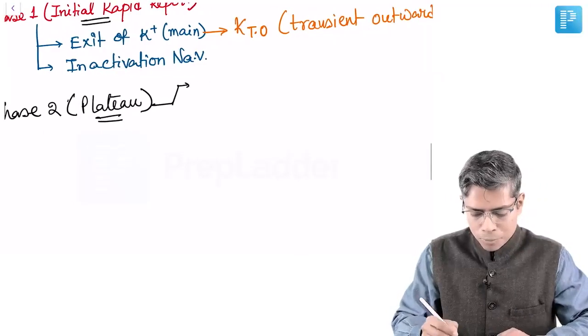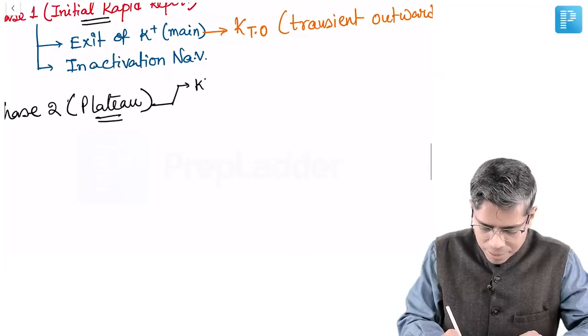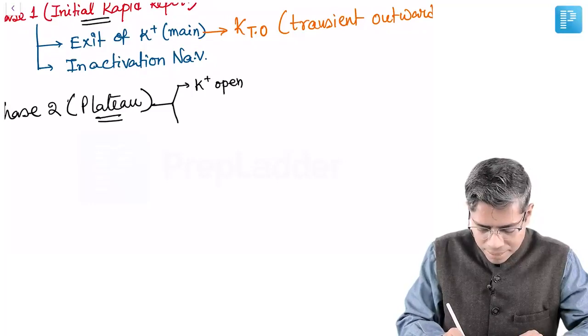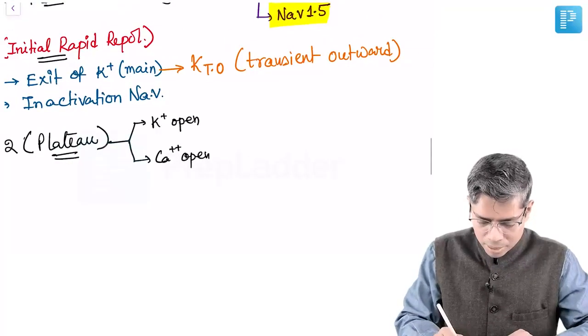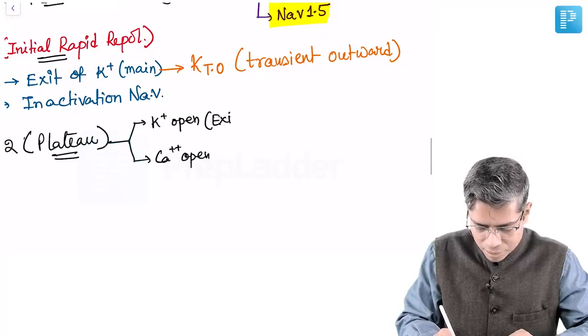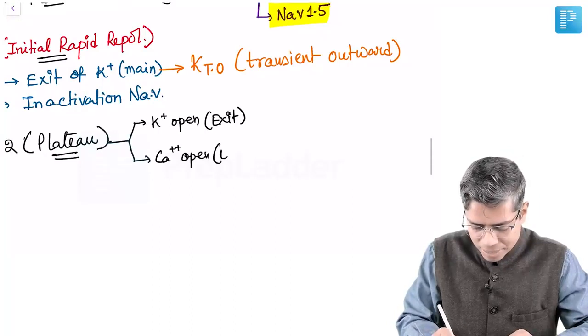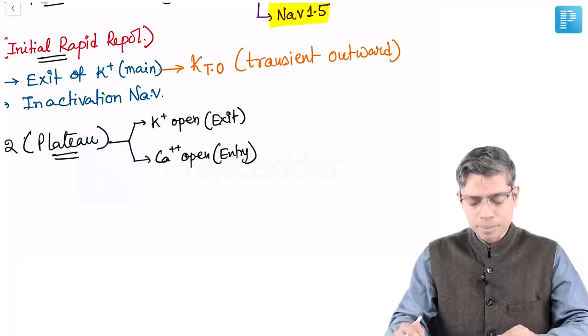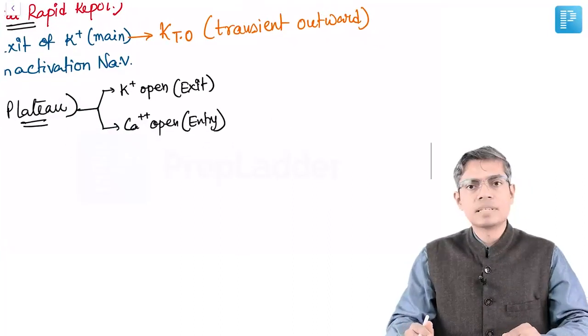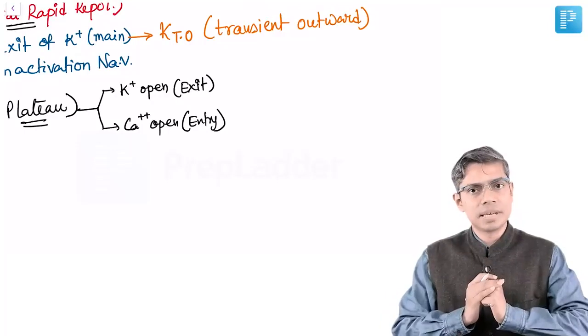are open. So potassium channels are open, as well as the calcium channels. Because of these 2 channels opening, potassium exit is going on and calcium entry is also going on simultaneously, and both of them carry equal positive charge. So what is happening, the membrane voltage is stabilized.